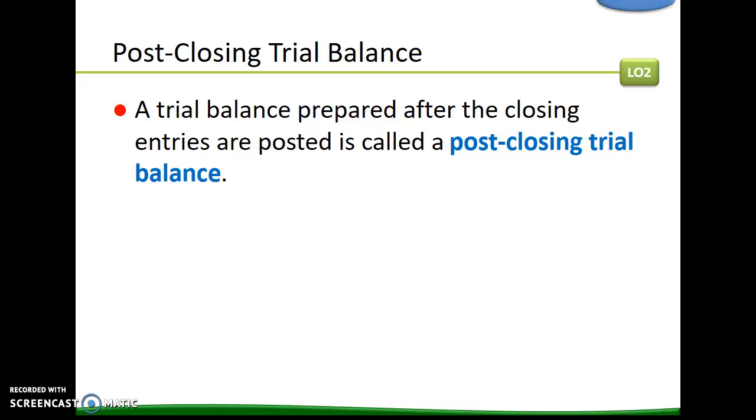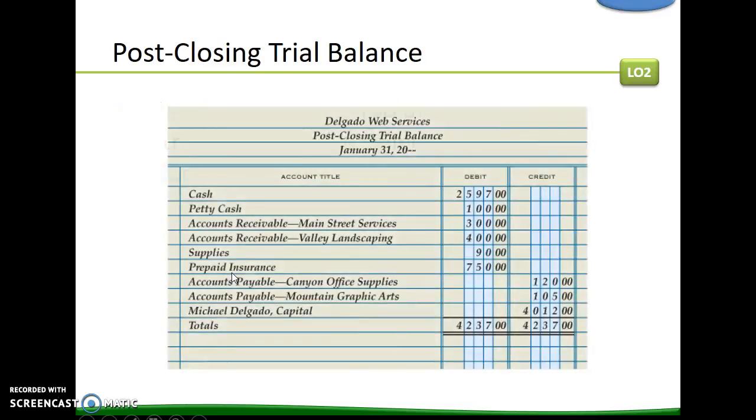A trial balance prepared after the closing entries are posted is called the post-closing trial balance, and that's what we're going to get ready and create. Here's an example of a post-closing trial balance for Delgado Web Services. Notice that we don't write "for the month ended," we just write the date, January 31st, or whatever date they tell us. All these accounts are the ones that have balances.